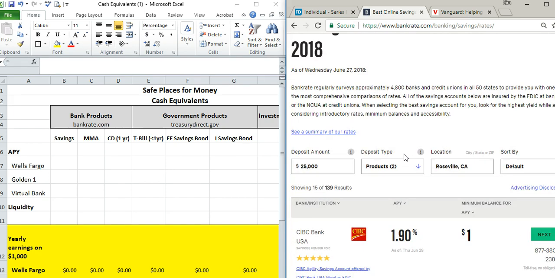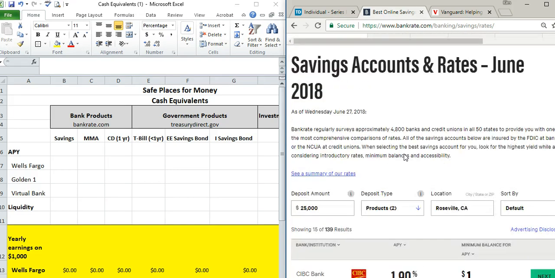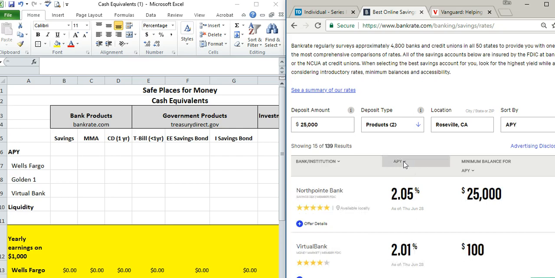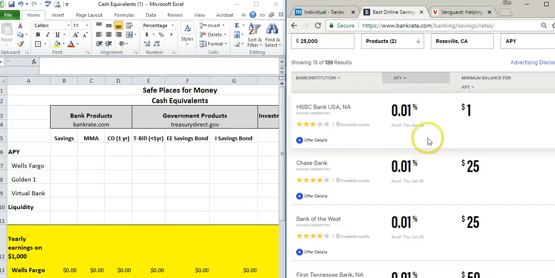Here it's updated for June, and we can start scrolling down. I'm going to click on this APY right here, and do it the other way. I've sorted this from the lowest rates to the highest. If I'm looking at these lowest rates right now, I can see that there's Chase. The rate on a savings account at Chase Bank is 0.01%. And there's a minimum balance requirement of $25. So if you go below $25 at Chase, I'm sure they're going to charge you.